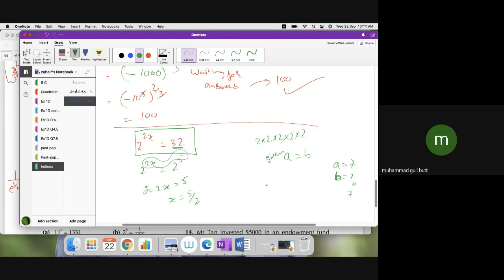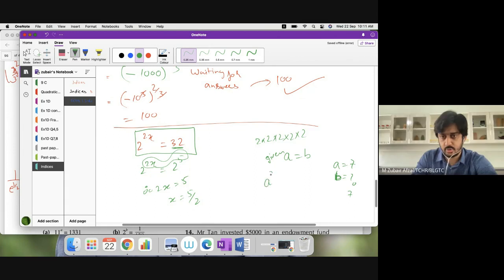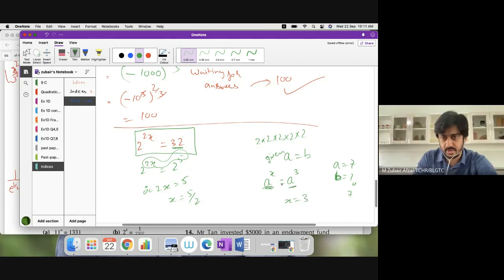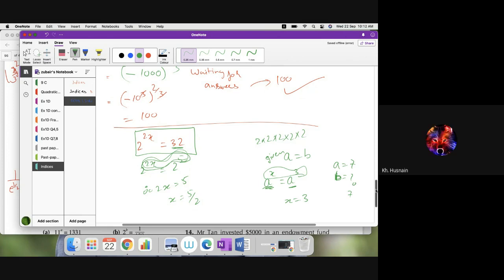Now look ahead. If I say a raised to power x is equal to a raised to power 3, what will x be? 3, sir. When we have the same base and it is equal, we can compare the powers. So we compared 2x and 5. Is the confusion clear? Yes sir. So in the end, it should be 5 over 2, not 2 over 5. Yes, I wrote 5 over 2.